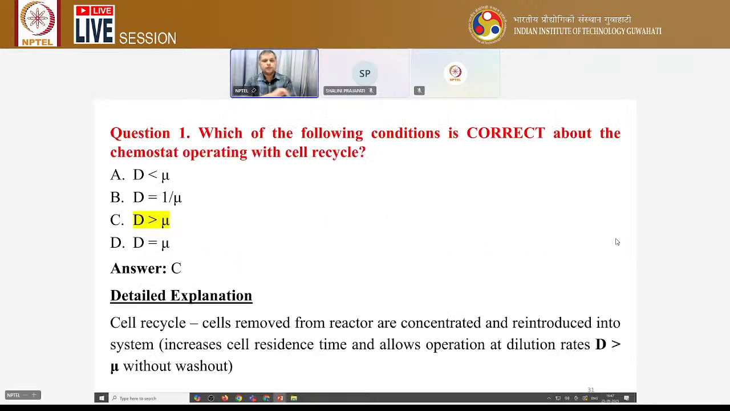The first question is, which one of the following conditions is correct about the chemostat operating with cell recycling? Typically, the chemostat condition is mu equals D, and you can exceed it with D greater than mu when it is operated with cell recycle. The cell recycle allows the dilution rate to be greater than mu without the washout.